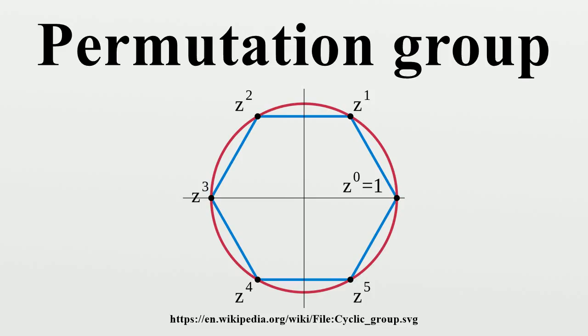T1 equals 234, T2 equals 134, T3 equals 124 and T4 equals 123. It also acts on the 2 diagonals. D1 equals 13 and D2 equals 24.